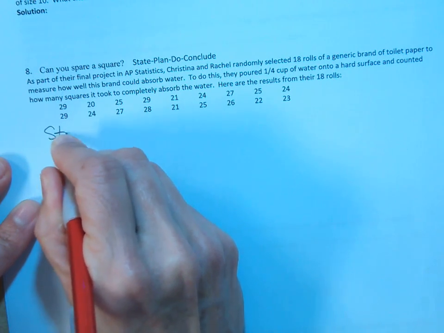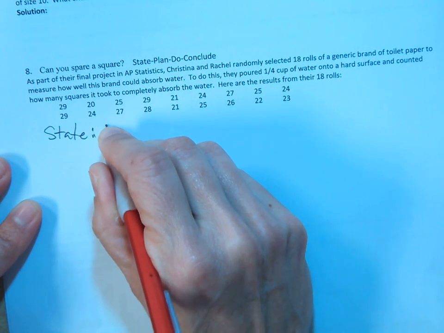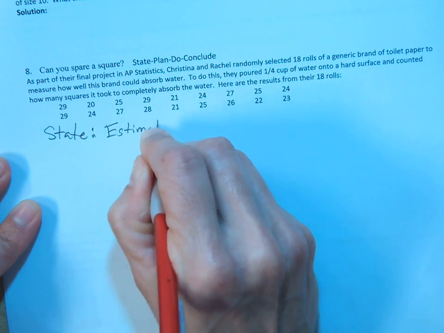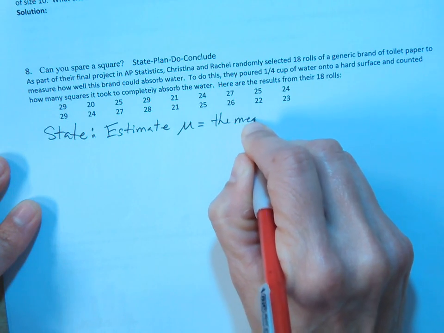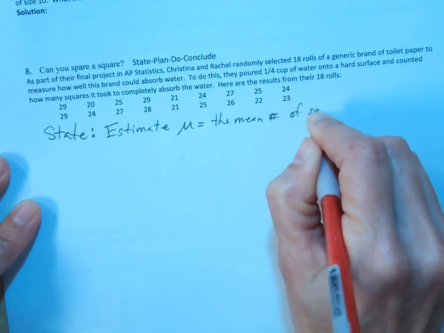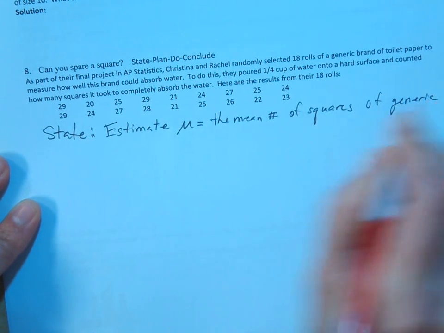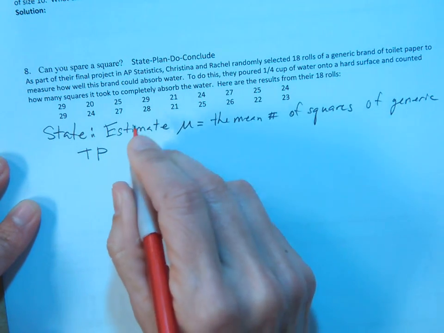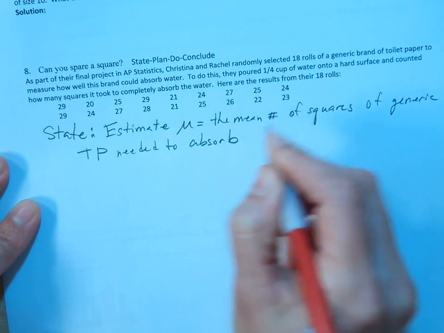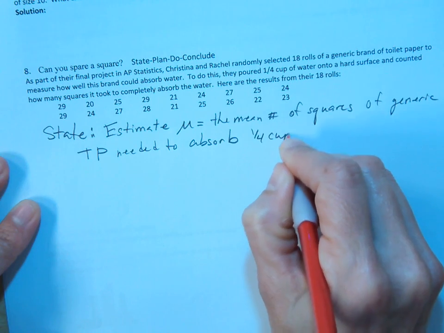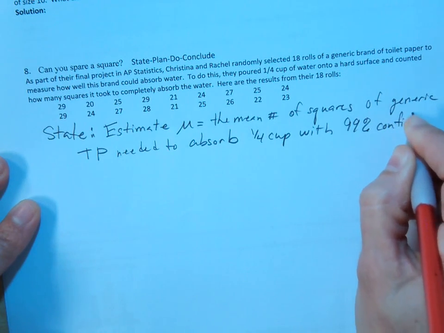So the state should be, we want to estimate mu, which equals the mean number of squares of generic TP needed to absorb a 1/4 cup with 99% confidence for this problem. You would be given that.